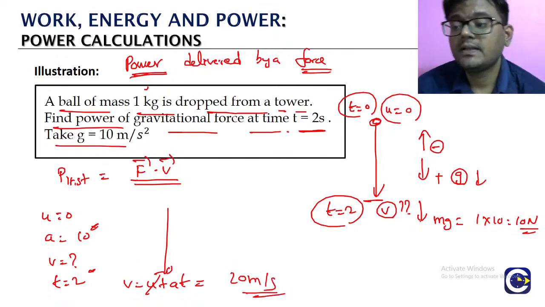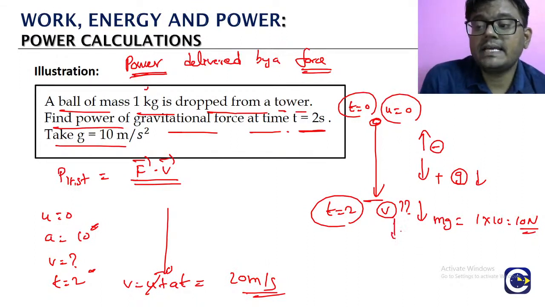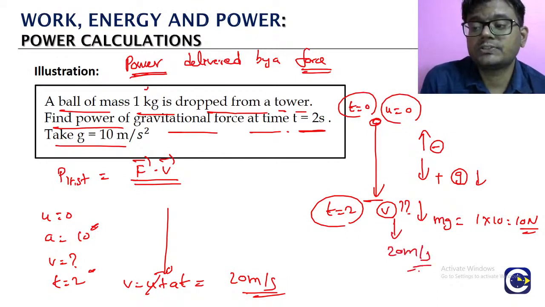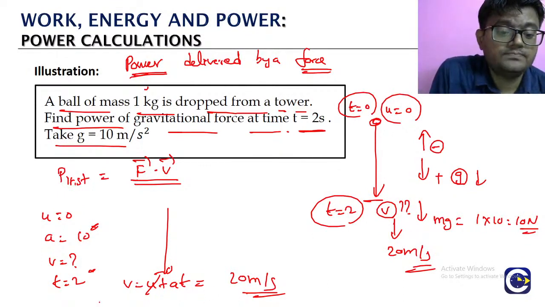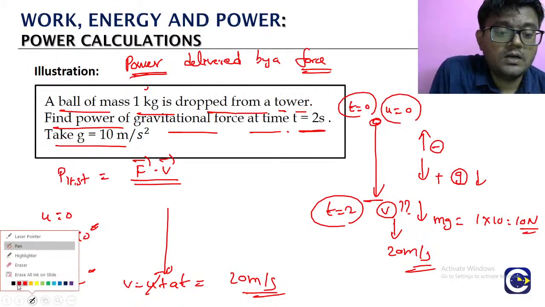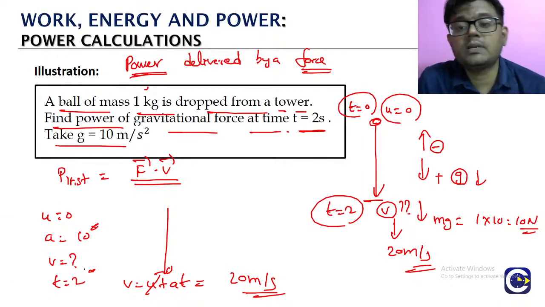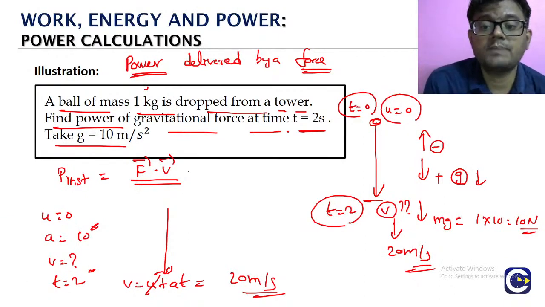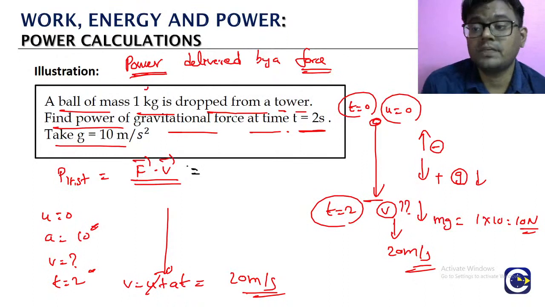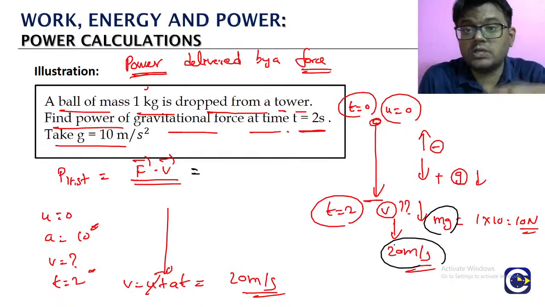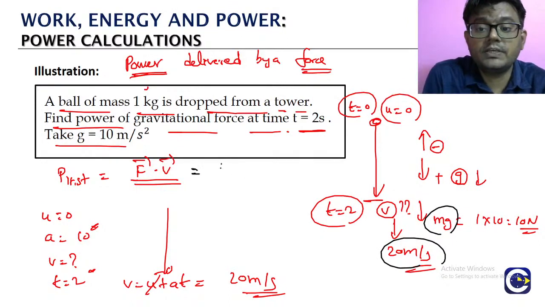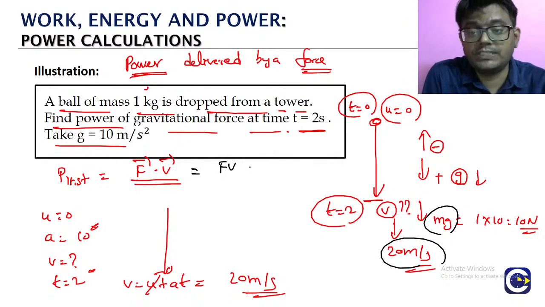That is the velocity. And what will be the direction? It will be downwards. At t is equal to 2 seconds, what will be the velocity of the ball? It will be 20 meter per second downwards. Now let us come to the power calculation. What is the power? F dot v. Gravitational force is down. Velocity is also down. So dot product means F into v into cos 0, which is 1.